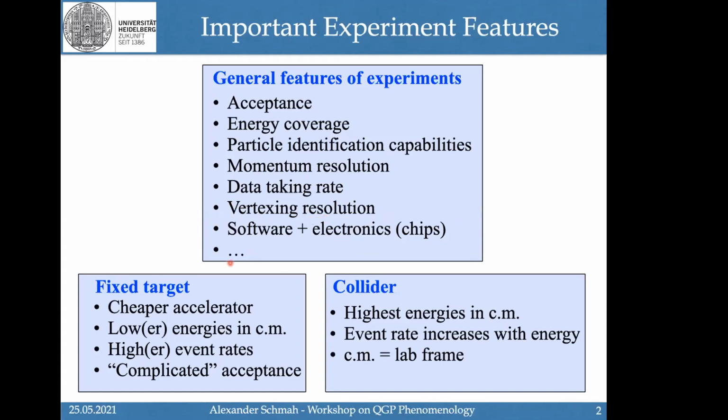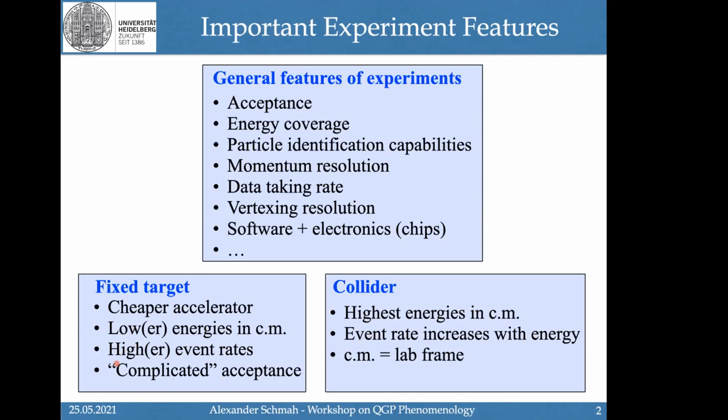Usually we distinguish between two different kinds of experiments: ones placed at a fixed target accelerator, and ones at colliders. For fixed target, you usually deal with cheaper accelerators, usually lower energies in the center of momentum frame, and higher event rates. For colliders, you have the highest energies in the CM system. The event rate is increasing with energy, and an advantage is that your CM frame is actually the lab frame. This is not really the case for fixed target collisions.